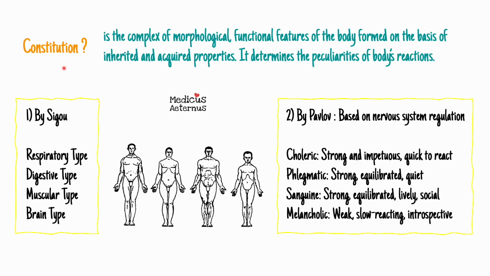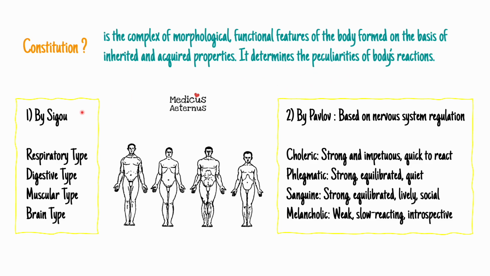Now we'll speak about the body constitution. As you may know, human beings are either fat or slim or athletic, and this is what we mean by the body constitution. It's the complex of the morphological and functional features of the body formed on the basis of the inherited and the acquired properties, and it determines the peculiarities of body reactions.